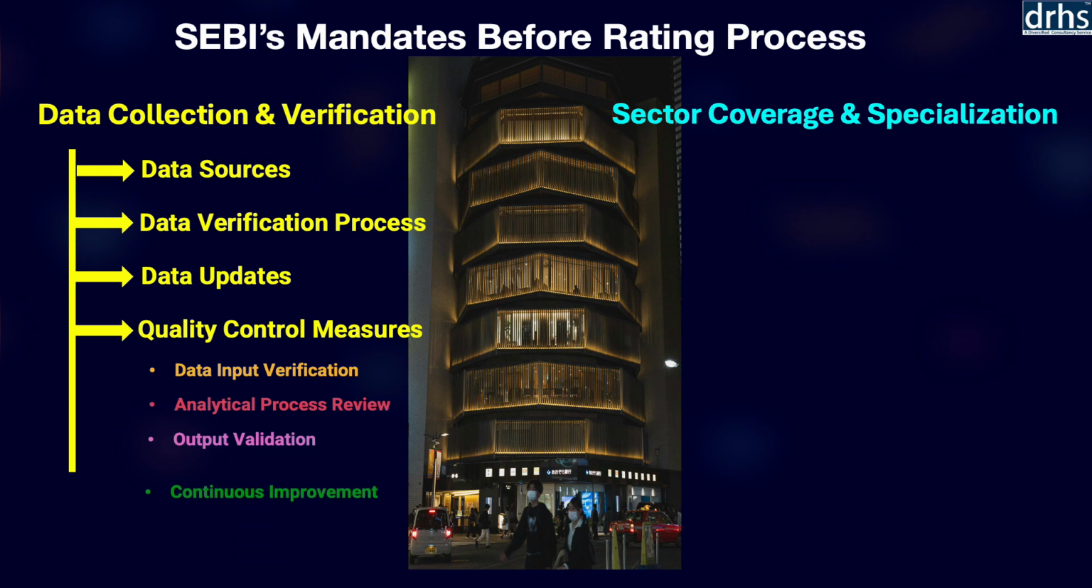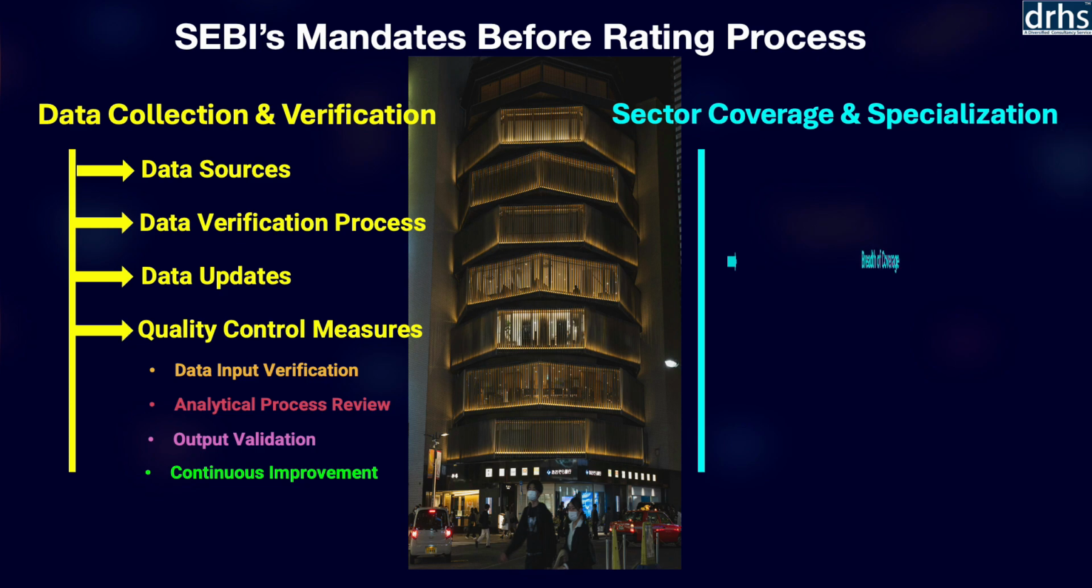Next is continuous improvement. The presence of feedback loops and mechanisms for continuous improvement of quality control processes is evaluated. Providers that demonstrate a commitment to ongoing enhancement receive a higher score. Now we shall discuss sector coverage and specialization, which includes breadth of coverage.